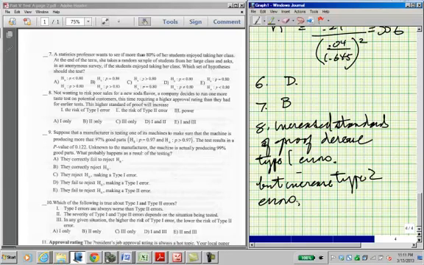So if you increase standards of proof, we're not saying that's bad, you will decrease type 1 errors, but you will automatically increase type 2 errors. And there's always this tension between type 1s and type 2s. All right.